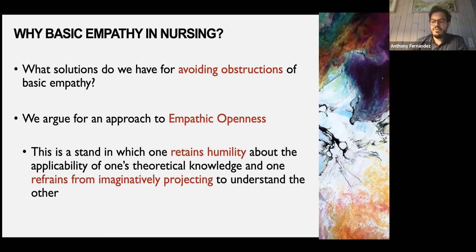Which is not to say, of course, that cognitive empathy is never useful. We agree that in many cases it might be. The concern is that it might override or get in the way of how we could understand someone through basic empathy in the first place.